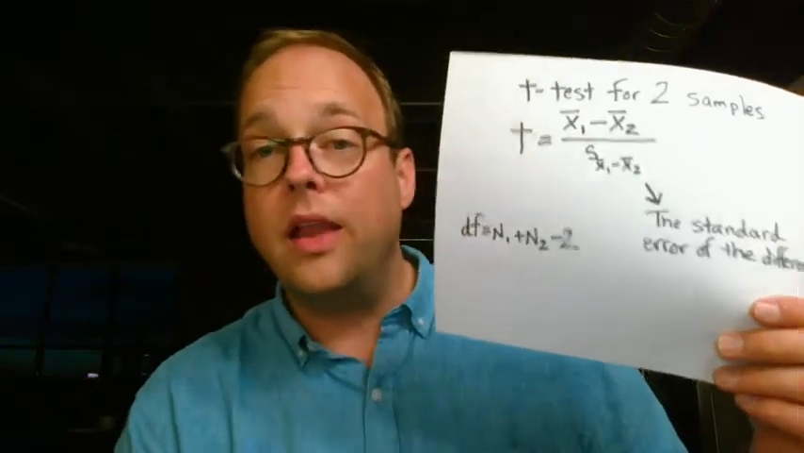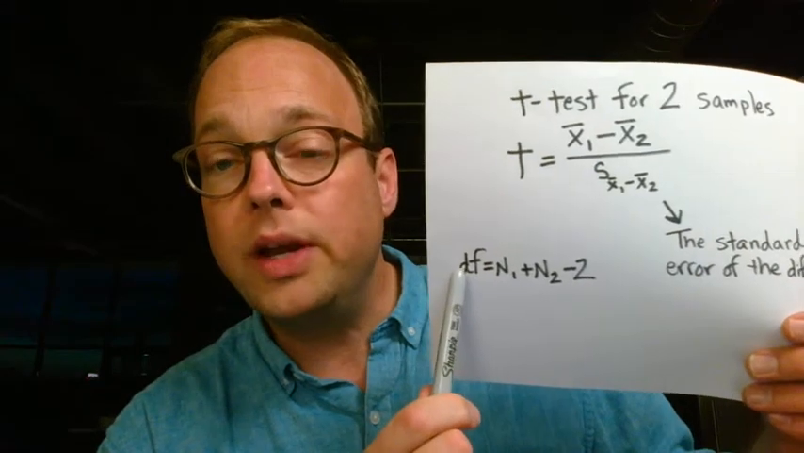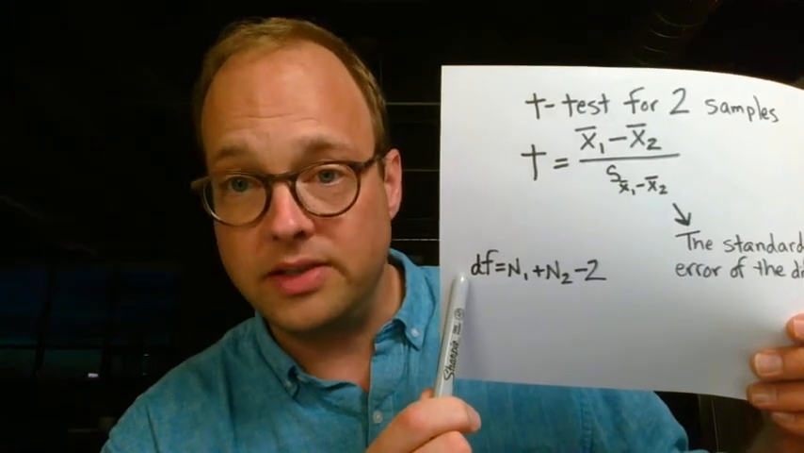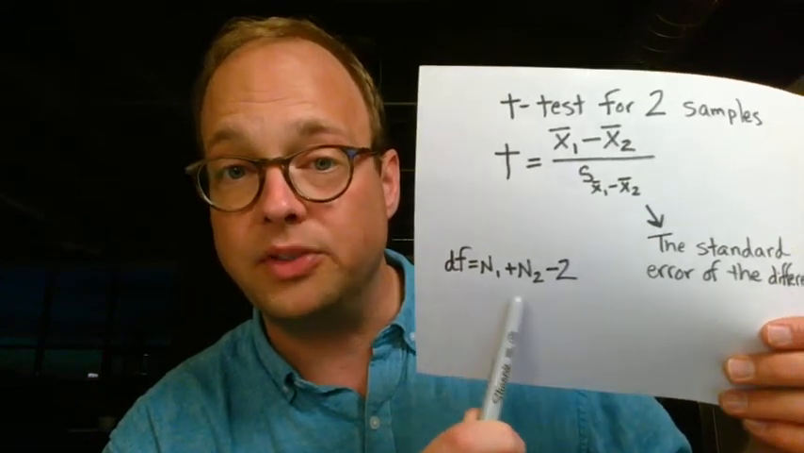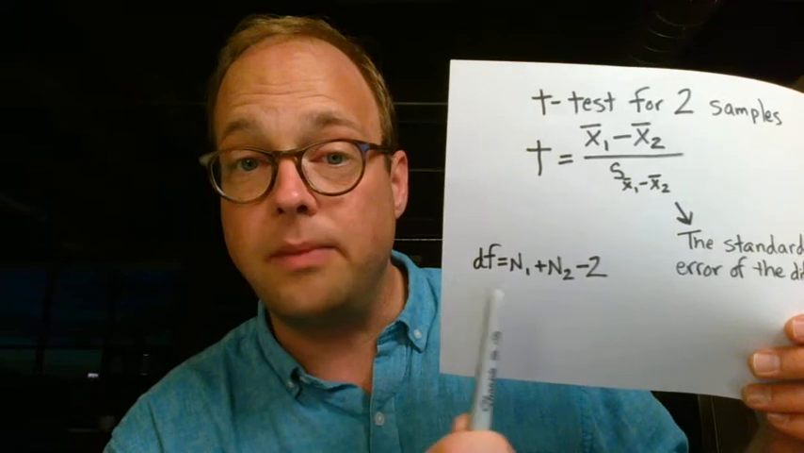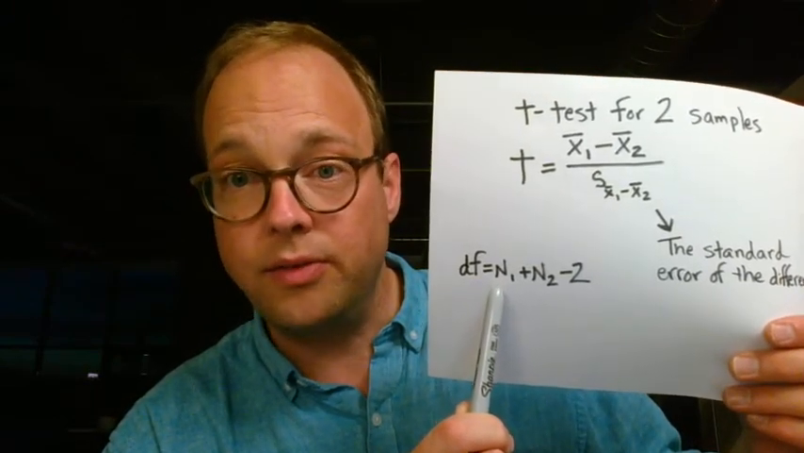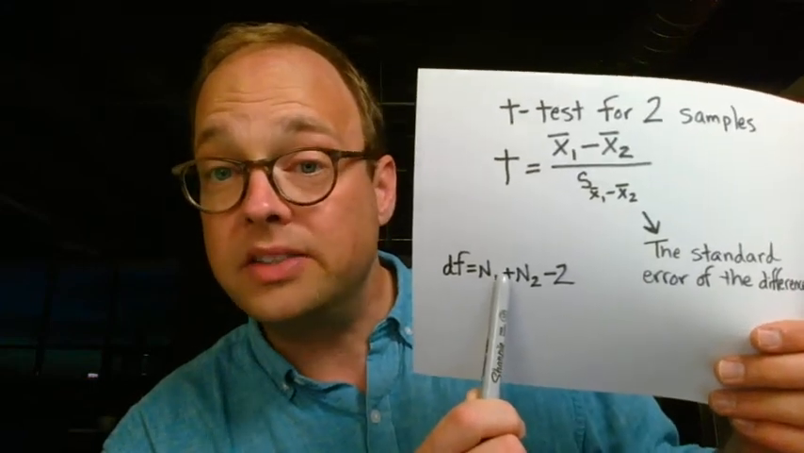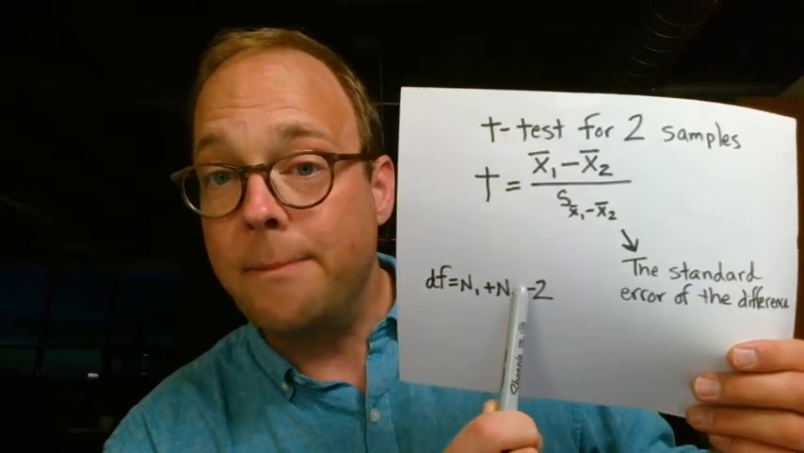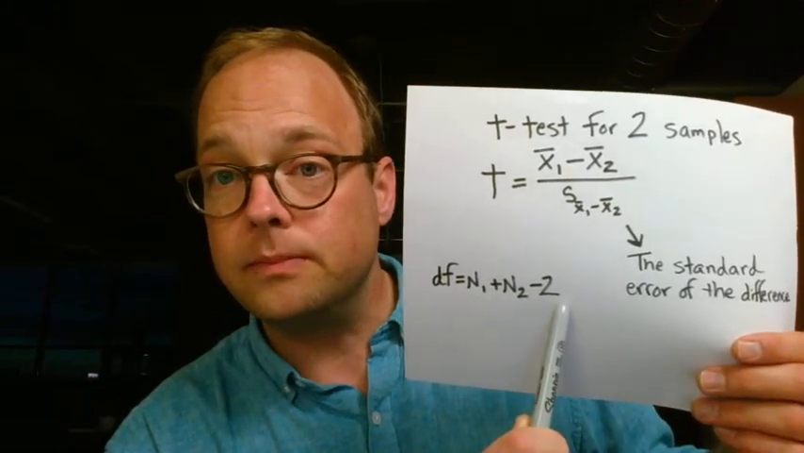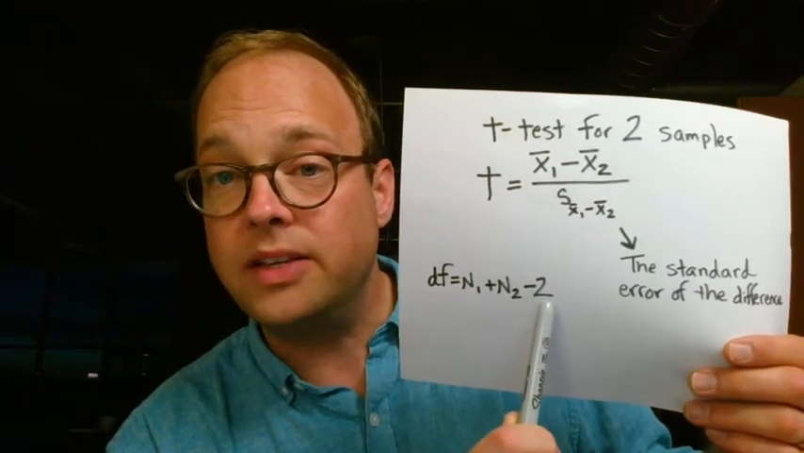Now, another very important difference that you may already be cognizant of: the degrees of freedom are different for a t-test for two samples. The degrees of freedom are calculated by taking n sub 1, the number of cases in your first sample, plus n sub 2, the number of cases in your second sample, minus 2. So keep that in mind as well. N sub 1 plus n sub 2 minus 2.